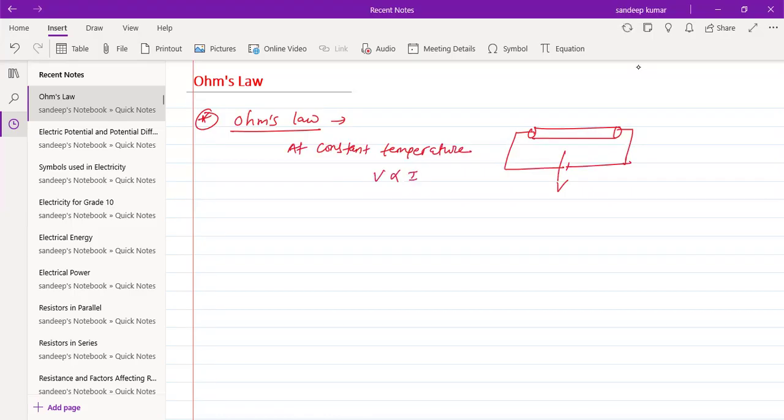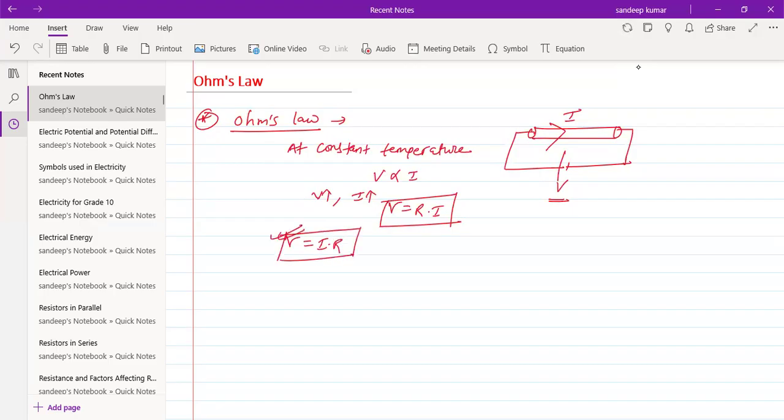It means if you give a more powerful cell, the current will also be more. When the voltage V increases, the current also increases. This is the meaning, children. Once you remove the proportionality, you have to put a constant, that constant is R, so V is equal to I into R. V is equal to IR is the expression for Ohm's law.